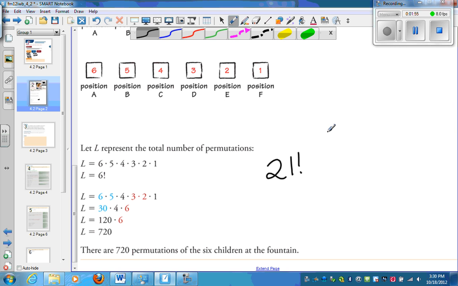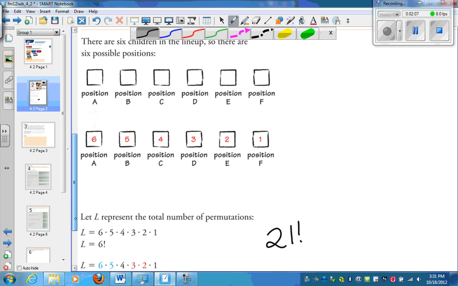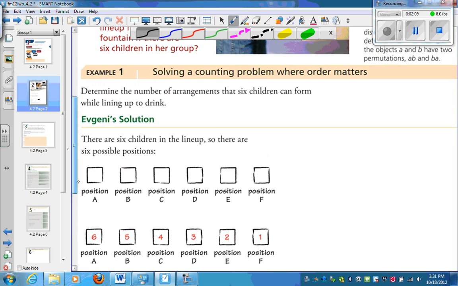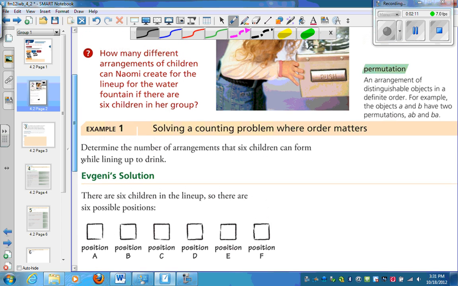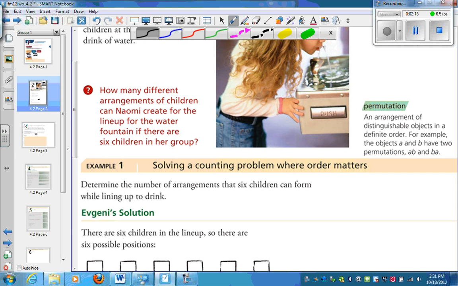Okay? So what they did is they grouped these. You could just put it in your calculator, or you could say that's 6 times 5 times 4 times 6, and then you can say that's 120 times 6. So there's 720 ways that you can line them up. Isn't that amazing? 6 kids, there's 720 ways to line them up.